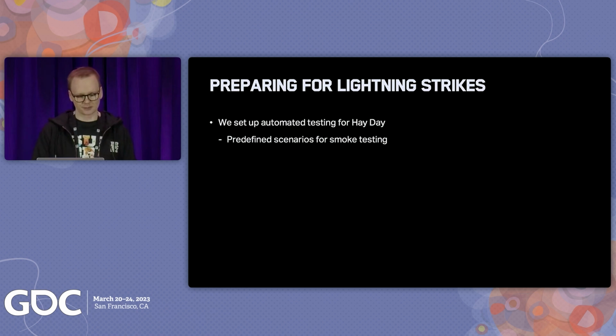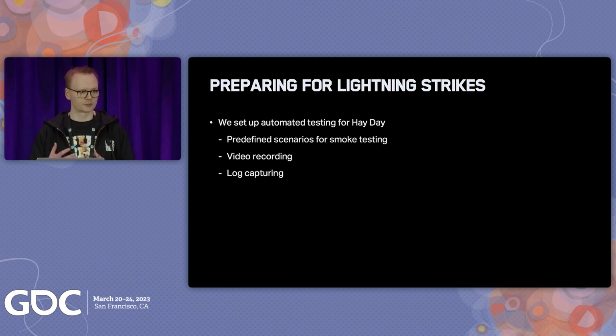So we had these predefined scenarios for smoke testing. Tests that would scour through the game, go through different menus, press different buttons, and basically automatically play the game. We also have video recording for recording the play session and storing that on disk for later analysis. We had log capturing so that if we saw some issues in the videos, we could go into the logs and see if there's any potential reasons for why that might be happening.